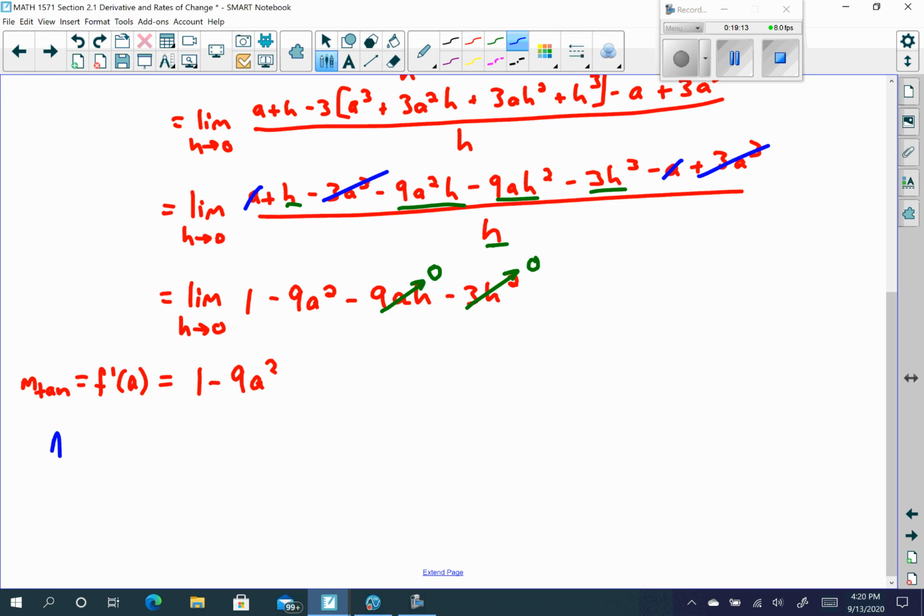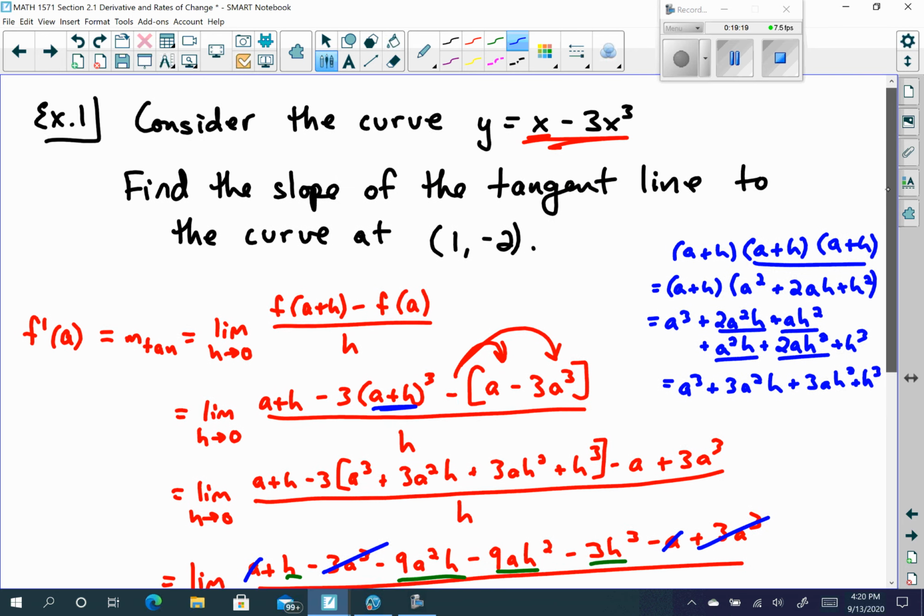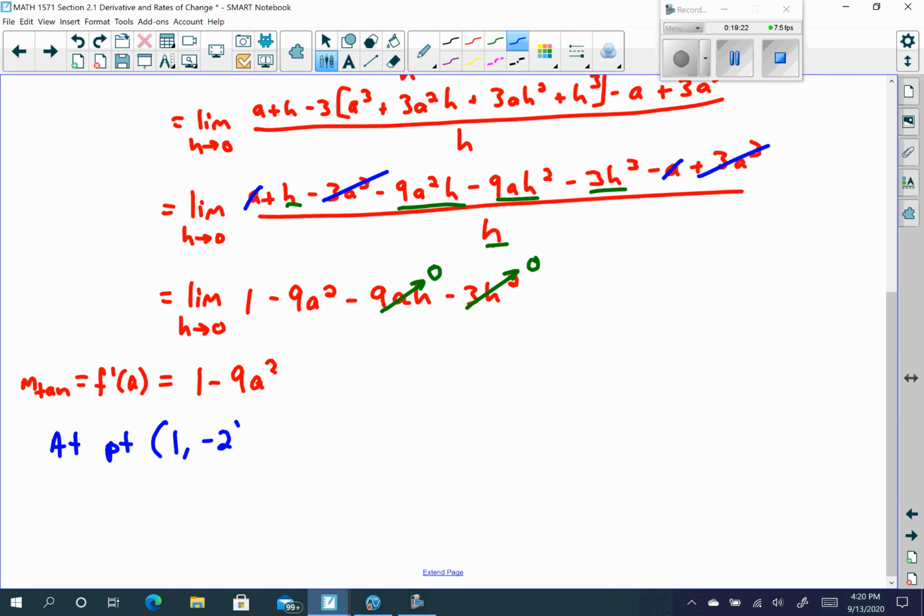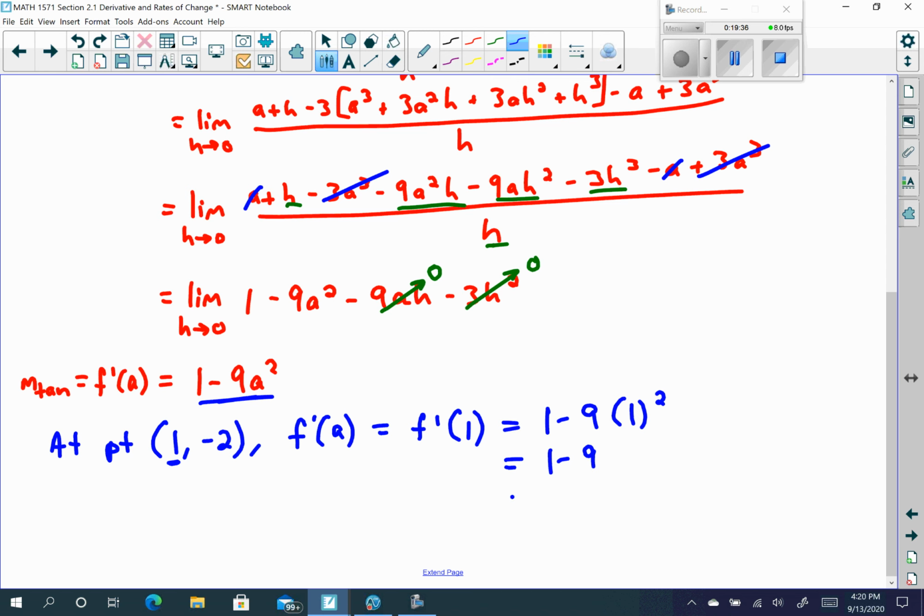We wanted it at the point, what was it, 1, negative 2? So at 1, negative 2, f prime of a becomes f prime of our x value of 1. So now I substitute the 1 in here. 1 minus 9 times 1 squared becomes 1 minus 9, or negative 8. So if we were to graph that curve and then plot the point 1, negative 2 and draw a tangent line through it, that tangent line would have a slope of negative 8. But yes, we did all this work just to find that value. It's very important. It's a little bit of work because we're using the definition of a derivative.